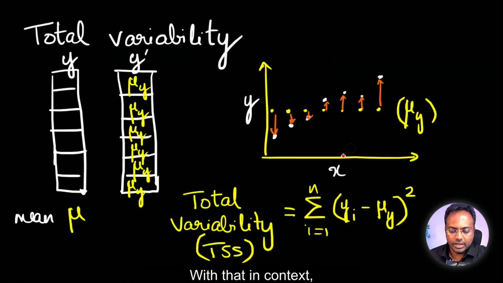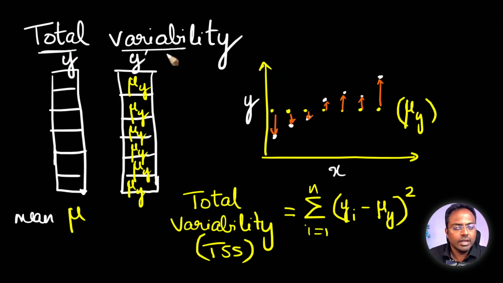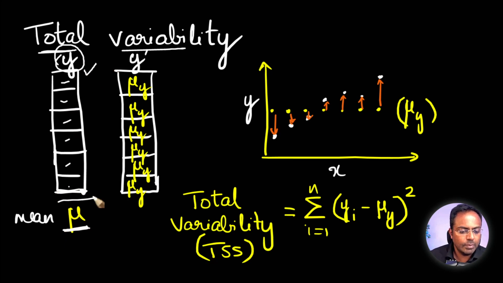With that in context, let's understand how to calculate total variability. Let's imagine you have a variable y. These could be any values, various different values of y. Let's say this is the area of various houses we have in the data set. So you have this data. We will be able to compute a mean value for this. We add up all these values, divided by the total number of observations. That's the mean, right?